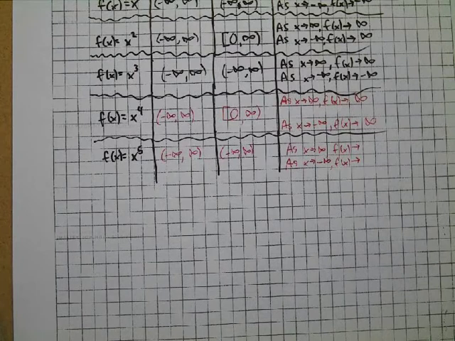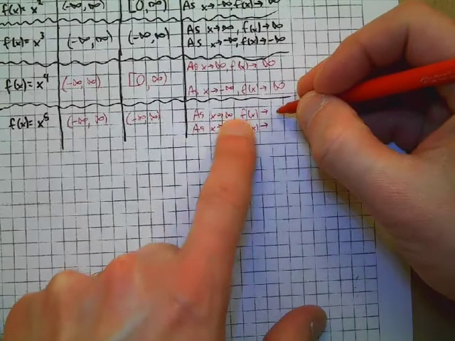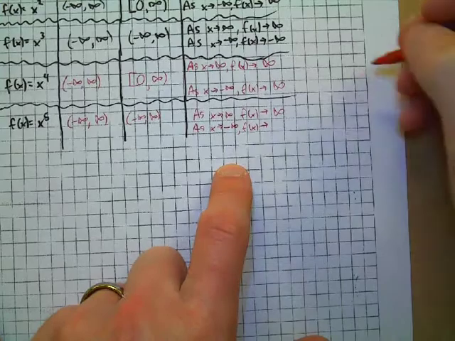I keep having to skip around here. Let's go to Chris. What's the end behavior here, Chris? Infinity. Okay, so as x goes to infinity, f of x goes to infinity. And as x goes to negative infinity, f of x will go to negative infinity. Okay, you got it.